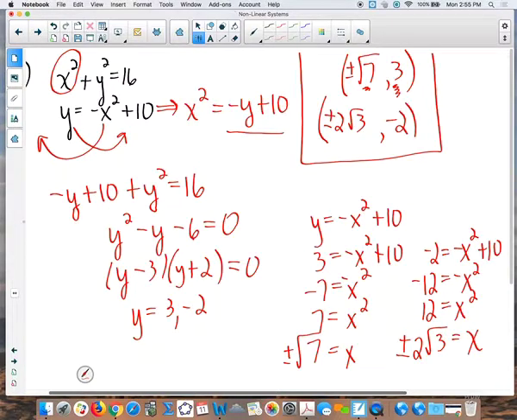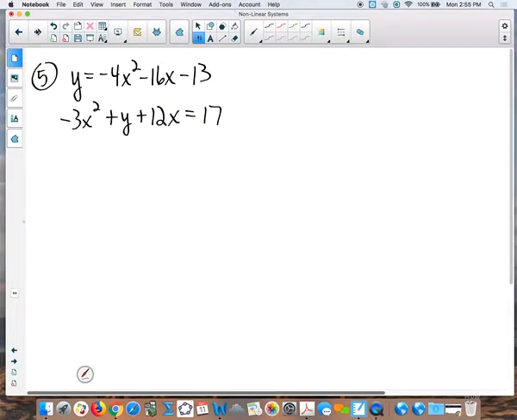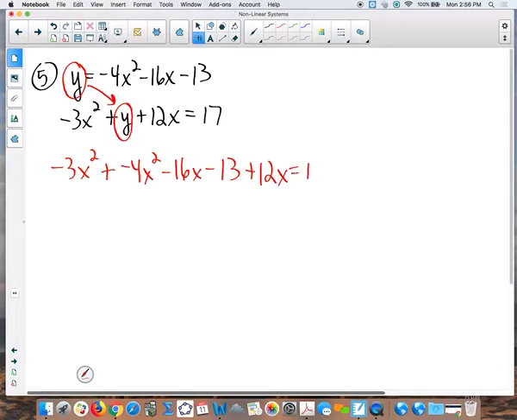one more example, and then you guys are off on your own to try. For this last one, again, you can try elimination or a substitution. I think I'm going to go for substitution here. I see that this is a y and this is y. So I'm going to substitute in to here. Negative 3x squared plus y. So plus negative 4x squared minus 16x minus 13. Continue on. Plus 12x equals 17.